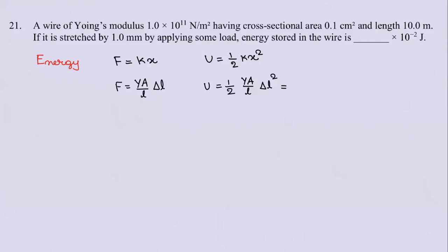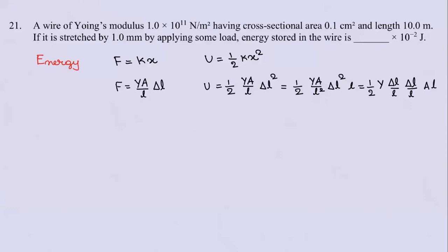Now, if you want, you can further develop this one a little bit more. Observe, I can do one thing, multiply with L and divide with L. Let me write the entire formula once again. I'll multiply with L and divide with L. Now, this will be half Y into delta L by L whole square, delta L by L into delta L by L into AL.